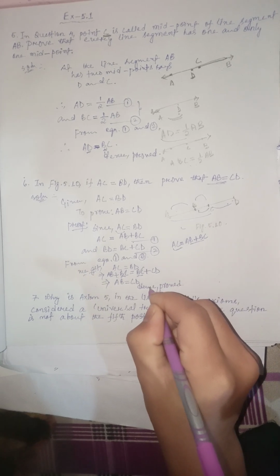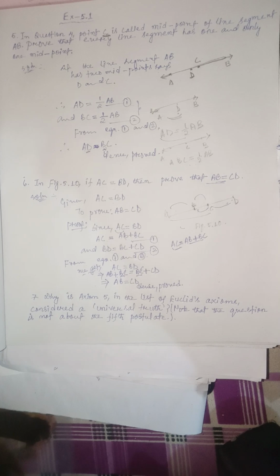Alright. Then after this, we have another problem, which is about the statements. Let me read it. Why is Axiom 5 in the list of Euclid's axioms considered a universal truth? Note that the question is not about the fifth postulate. Actually, Axiom 5 says that the whole is greater than the part. Actually, this is what Axiom 5 means, right?